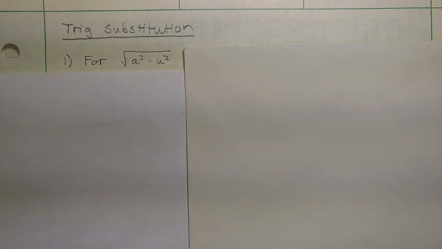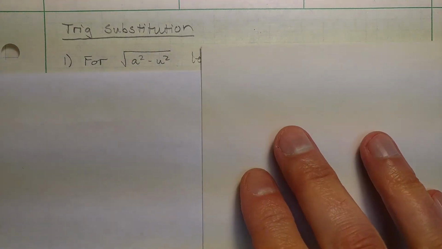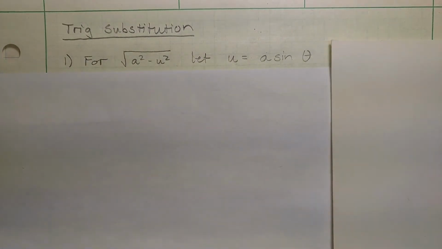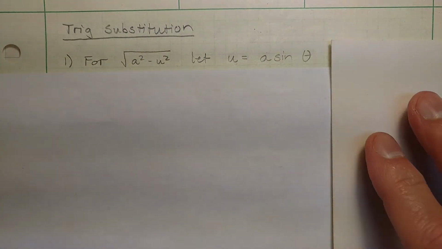One is when we have the square root of a squared, notice a here is a constant, minus u squared. U is some function. Oftentimes it's just a straight variable of x, but it could be a function. It could be something like a 2x in there that's squared, or some other type of function in there. But just be aware of that situation. When this is the case, you're going to let u be equal to a sine of theta.